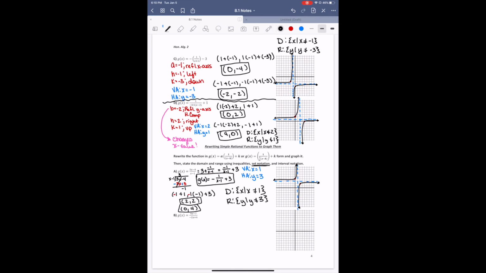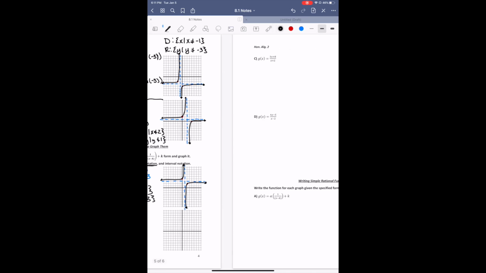All right, example B does use a B value, so we're going to go ahead and skip this. I don't want to confuse you. We're not going to focus on B. Let's move on to C.